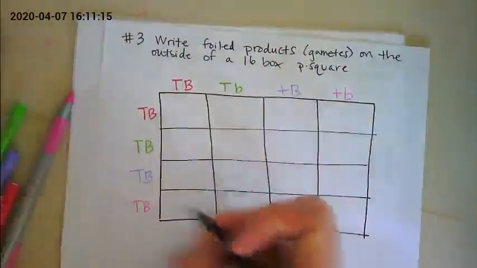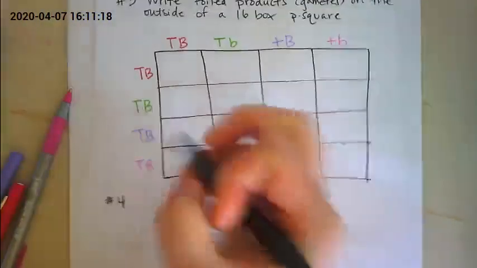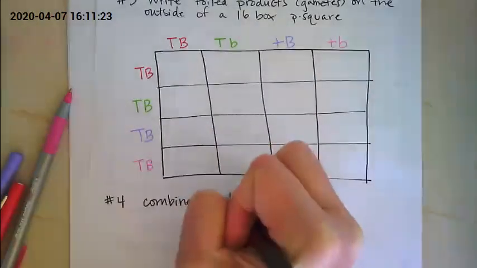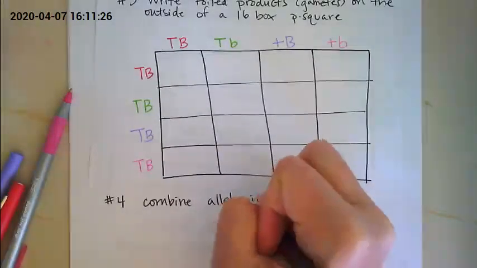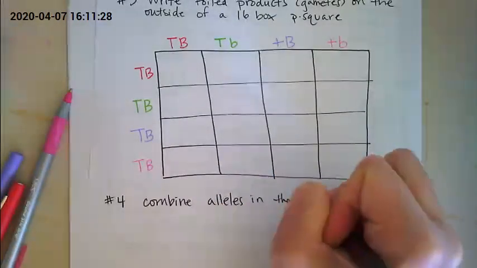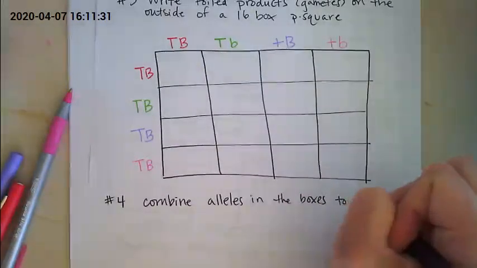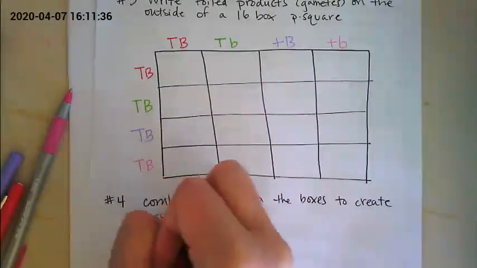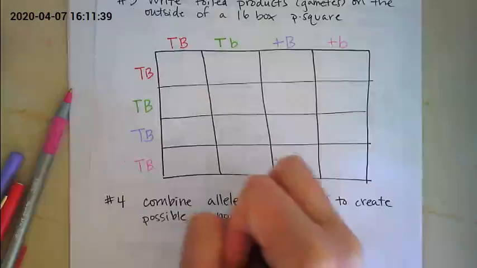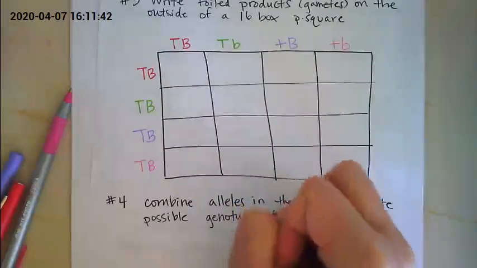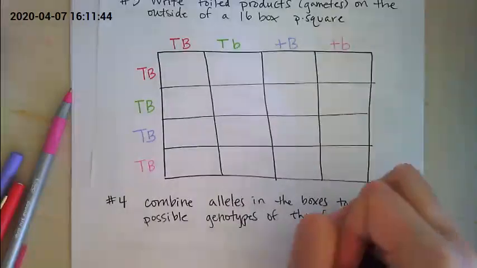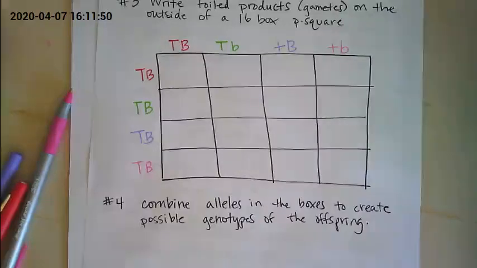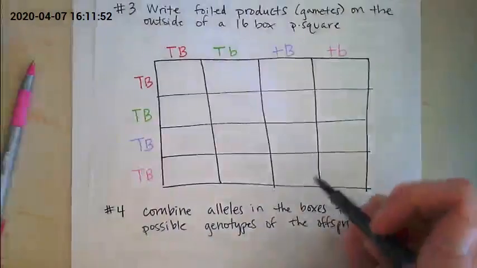Okay, the fun part. Step 4, we are going to combine alleles in the boxes to create the possible genotypes of the offspring. So if these two people would get together, this is what their children could possibly turn out like. Okay, so let's do that.